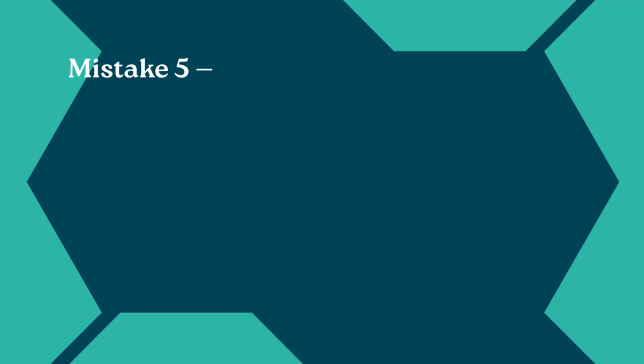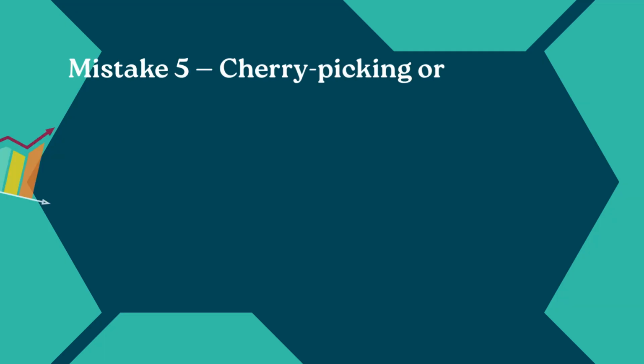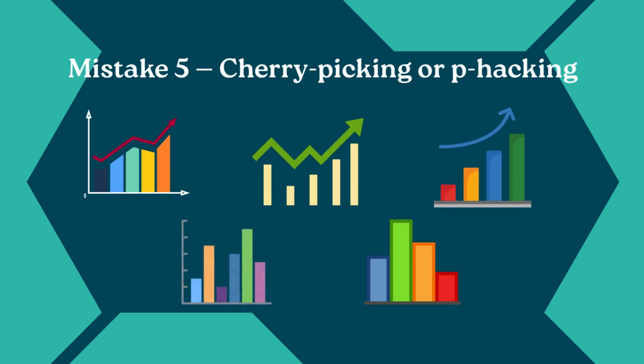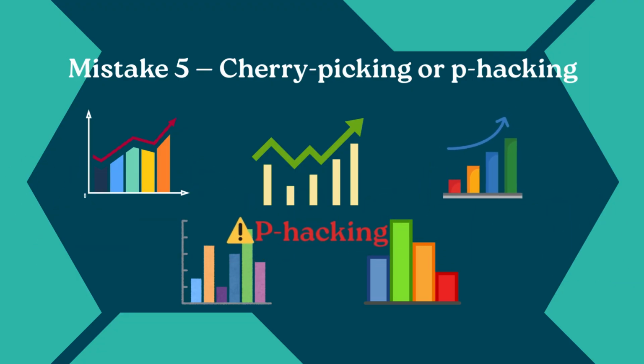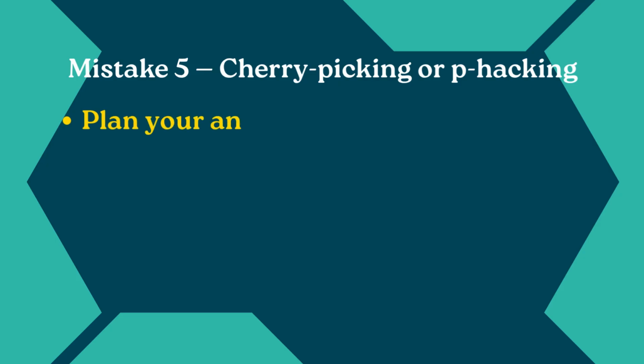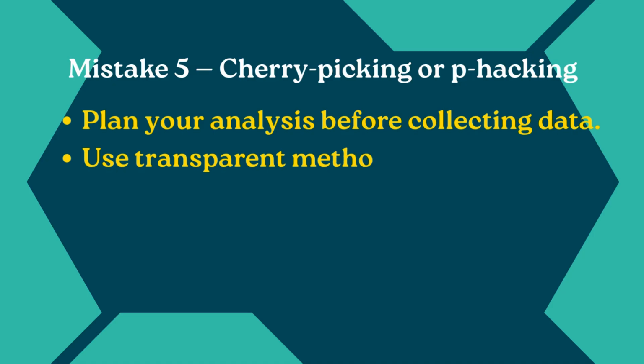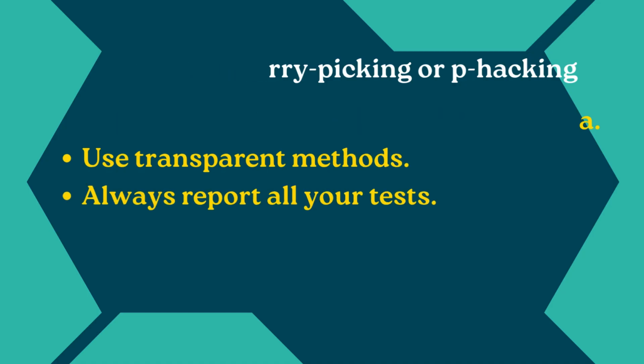Mistake 5. Cherry-picking or p-hacking. Sometimes analysts run dozens of tests and only report the ones that show strong results. That inflates false positives, making noise look like discovery. Best practice, plan your analysis before collecting data. Use transparent methods and always report all your tests, even the ones that didn't show significance.